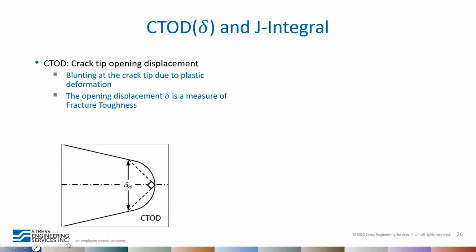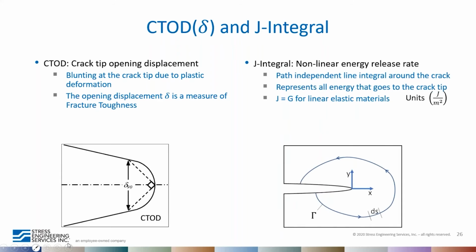Okay, let's look at the CTOD and the J integral. The CTOD is a measure of the displacement at the crack tip. So early researchers observed that in tougher materials, when they loaded the crack right before it became critical, there was blunting at the crack tip due to deformation. And they found that the displacement at that crack tip due to blunting was proportional to the fracture toughness of the material.